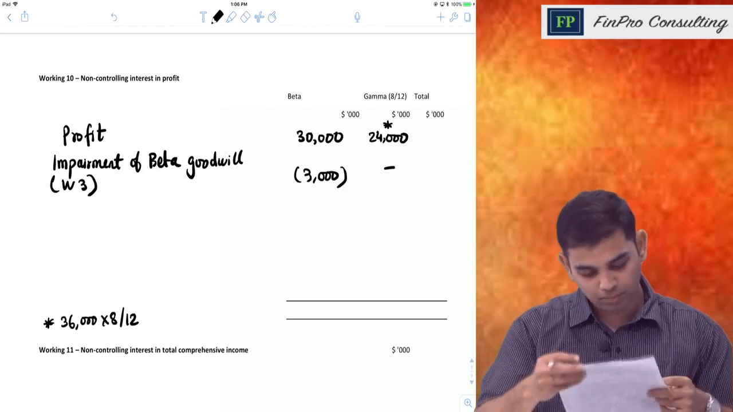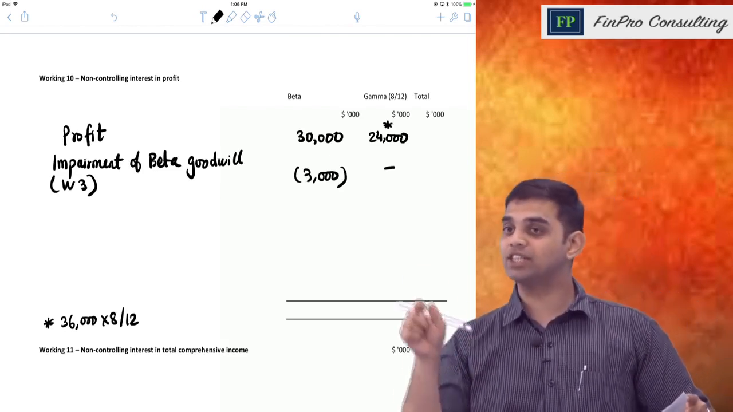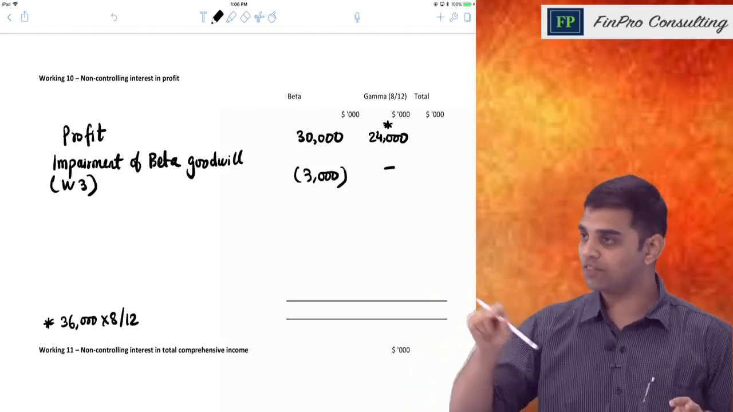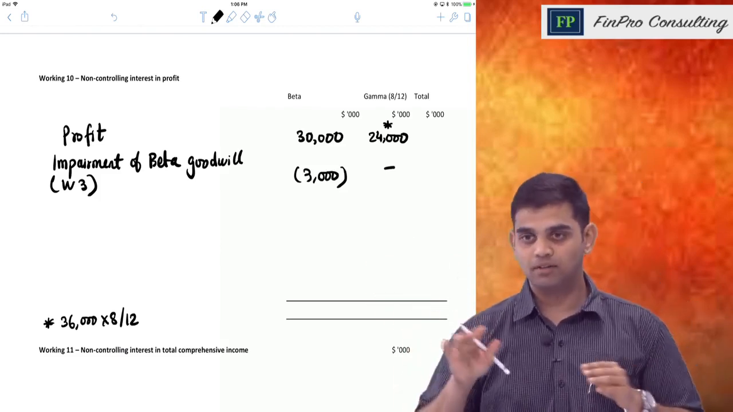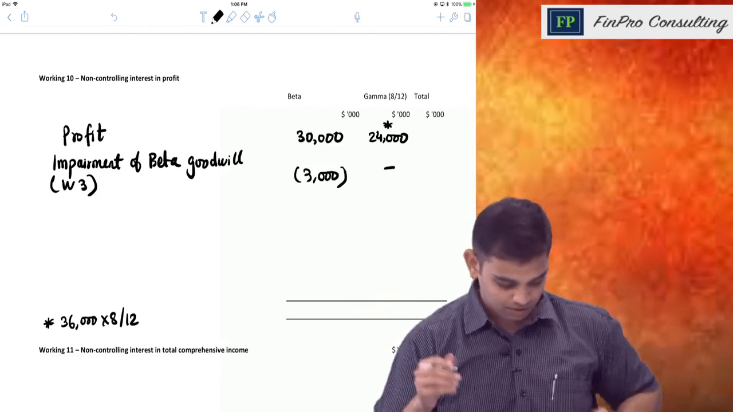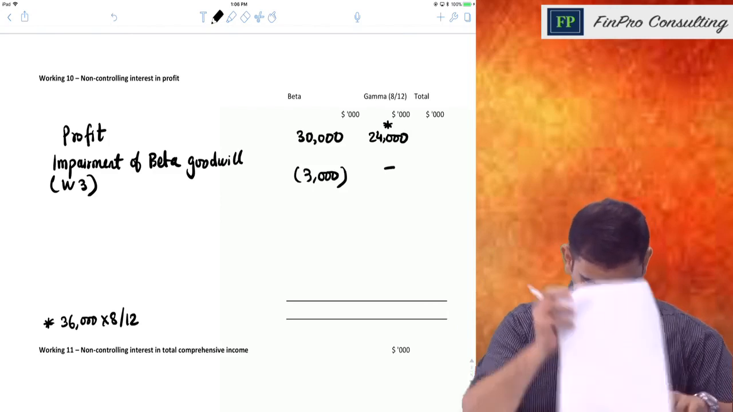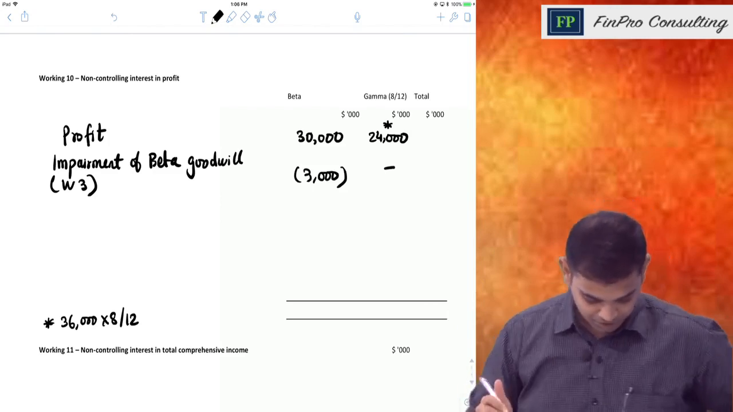So coming to note number 2, now there is alpha's investment in gamma. So we have charged extra depreciation on the assets of gamma. So if extra depreciation is charged, we should also give some share to non-controlling interest. So write next, depreciation. Extra depreciation.